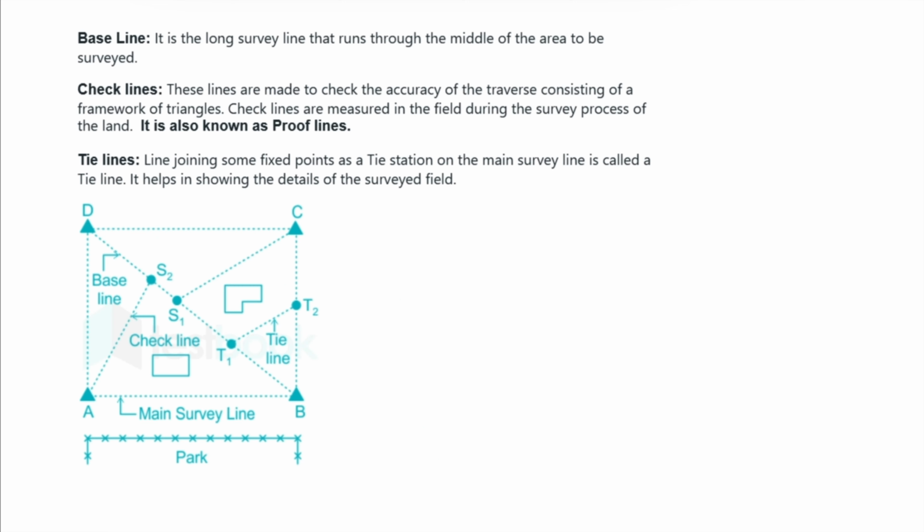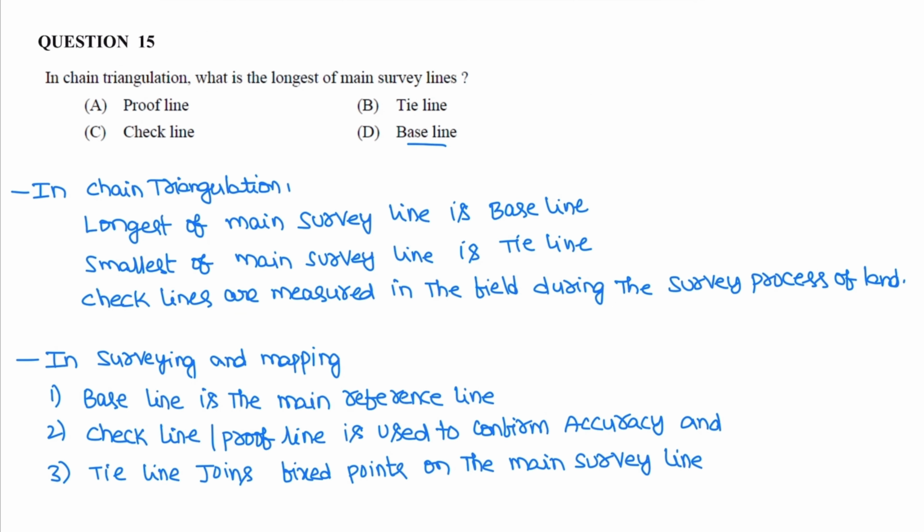So see some more points related to this. Baseline is the longest survey line that runs through the middle of the area to be surveyed. So this line is a baseline. It is a check line, and these are the tie lines. So tie line is a line joining some fixed points as tie section on the main survey line. It helps show the details of the surveyed field. Some example diagram is given related to baseline, tie line, and check lines. Here the correct option is D.